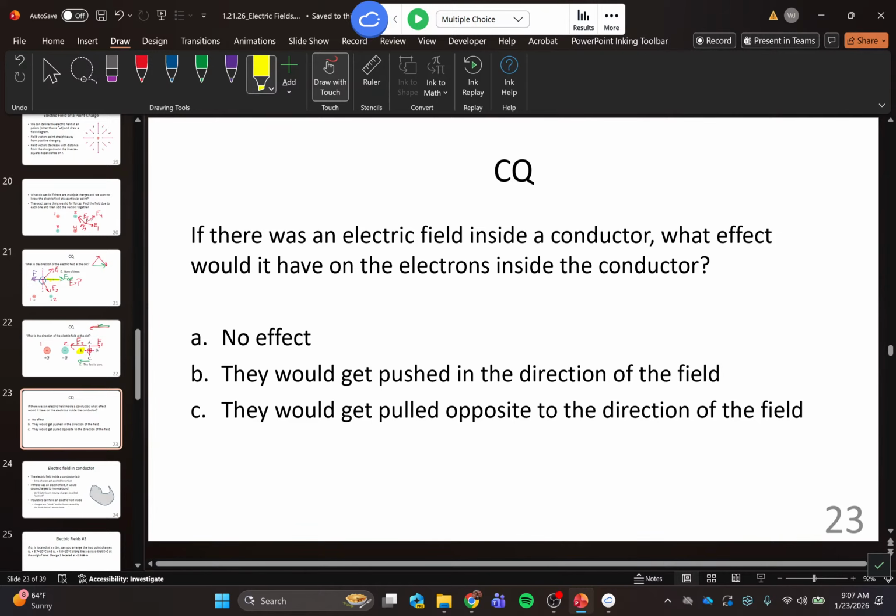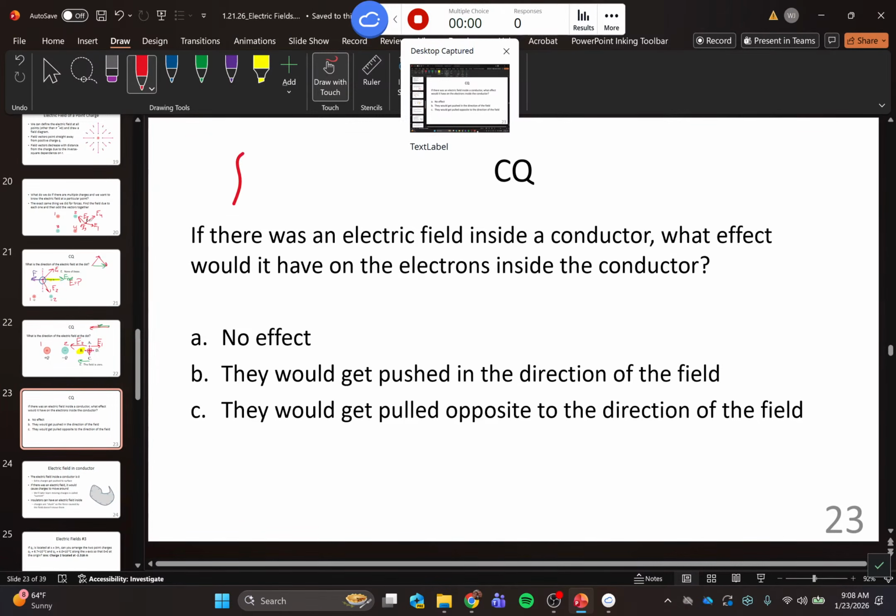Important question. If there was an electric field inside a conductor, so a conductor, remember, is anything where the electrons are free to move around. There's a sea of electrons inside of a conductor. You can almost think of it like a metal is almost like a water bottle filled with water. That water is the electrons. They can kind of move around freely. What effect would that electric field have on the electrons inside the conductor? Would it have no effect? Would they get pushed in the direction of the field, or would they get pulled opposite to the direction of the field?